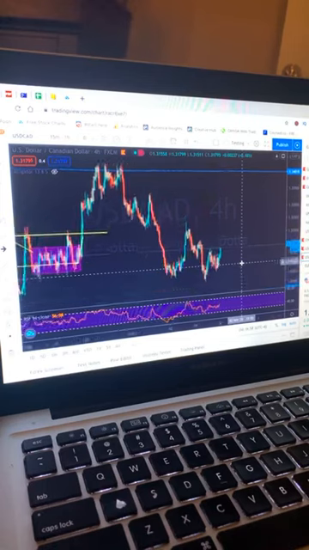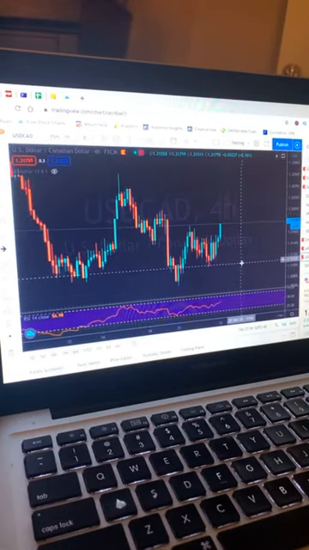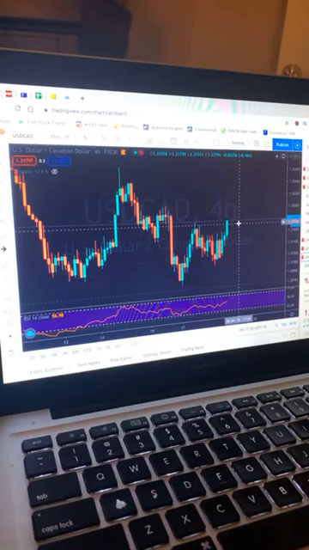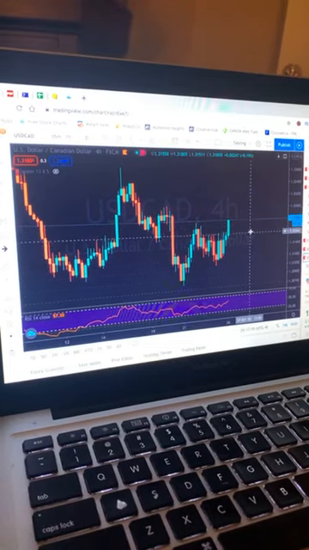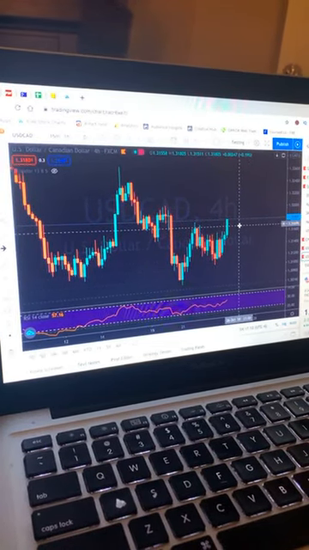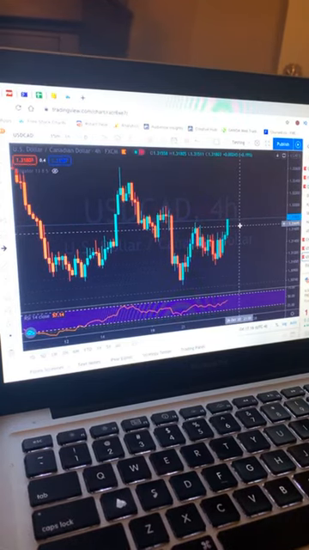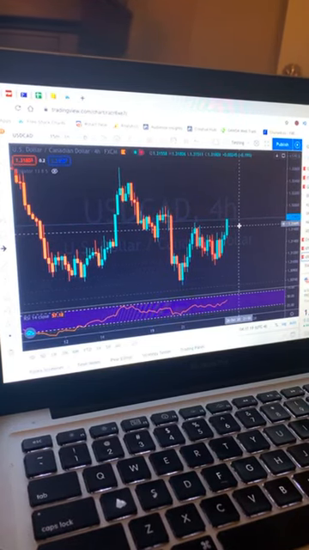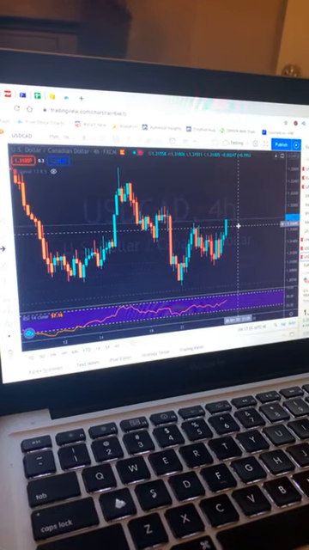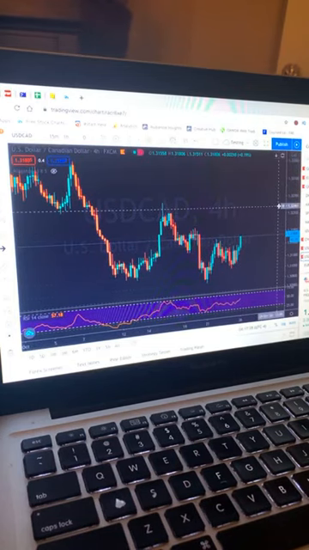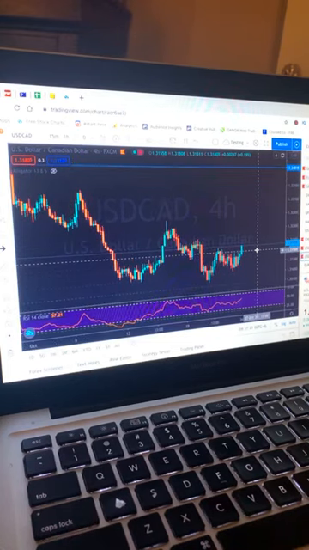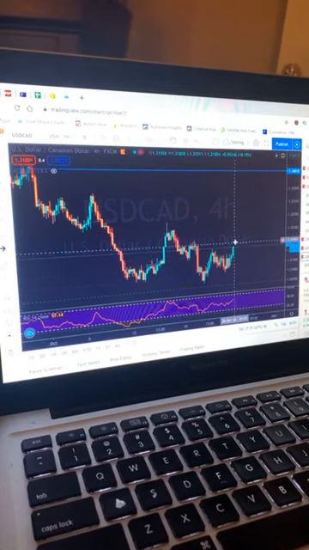On to USD CAD. USD CAD, same thing. It's kind of breaking that neckline for that double bottom right now. That would have been cool to enter before. I don't normally trade USD CAD. I kind of just watch it, especially since I feel like it's just yet another pair that moves like the dollar. So I just keep an eye on it. But it is forming that W. So I think it's going to retrace to the upside for a bit before going down again.